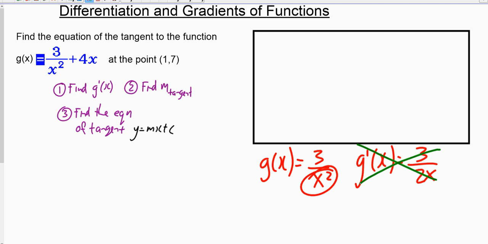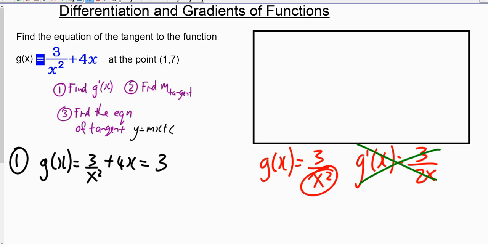So the first thing you should do when finding the derivative of such a function where the x is on the denominator is bring that x up to the numerator and write with negative powers. So we have g of x equals 3 over x squared plus 4x. So I can rewrite that as 3x to the power of minus 2 plus 4x.